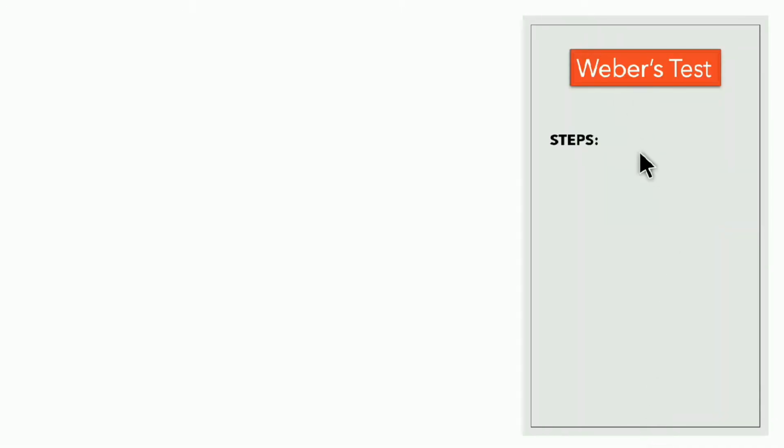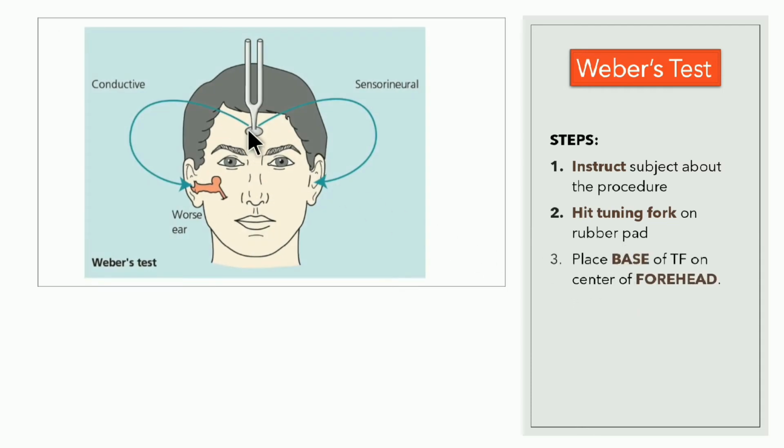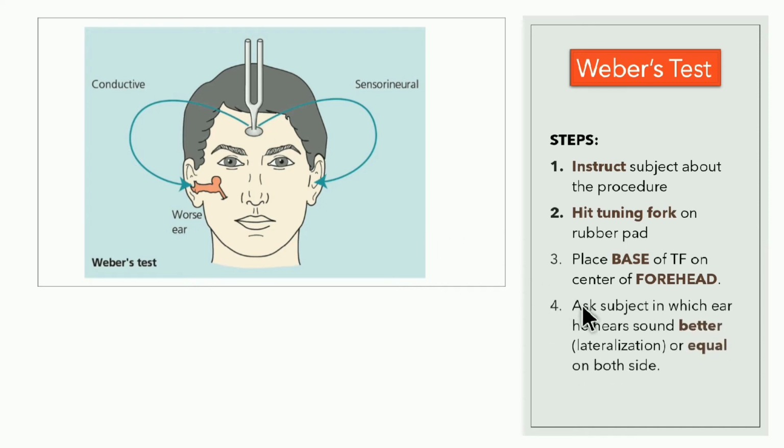Now Weber's test. What are the steps? First, again the same: instruct the subject about the procedure. Tell him what you are going to do. Second, hit the tuning fork on the rubber pad and set up the vibrations on the tuning fork. Third, place the base of the tuning fork on the center of the forehead like this. Then ask the subject whether he is able to hear the sound better in any particular ear or not. That is lateralization. And whether he is able to hear the sound equally on both sides. So this is lateralization or equal.